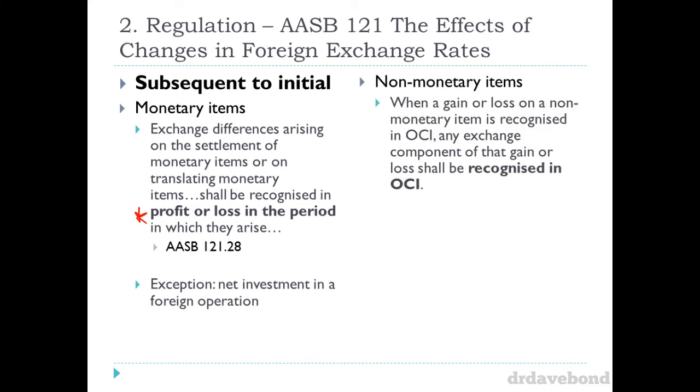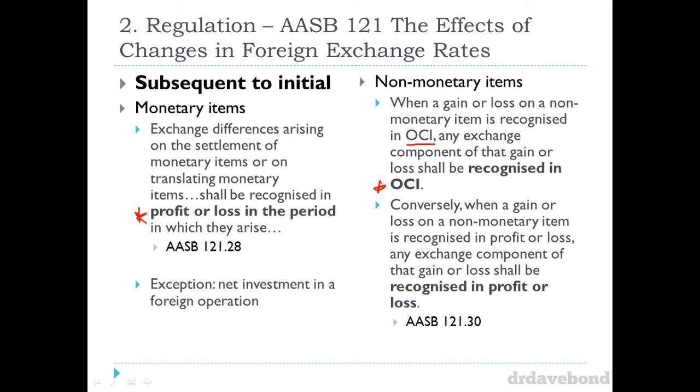Where it gets slightly different is if you're dealing with non-monetary items. When a gain or a loss on a non-monetary item is recognized in OCI, any exchange component goes the same way. What you would normally do with it underlying is what you do from a foreign currency point of view. So if you've had an upwards revaluation, in essence because of a foreign currency change, that would go into OCI as well. Normally you take it through to OCI, so in this case, you take it through to OCI.